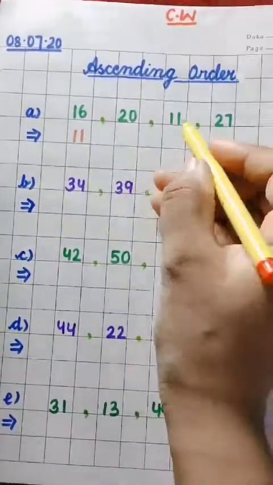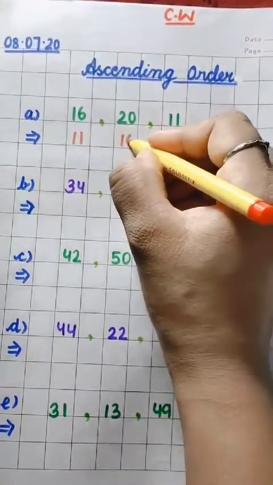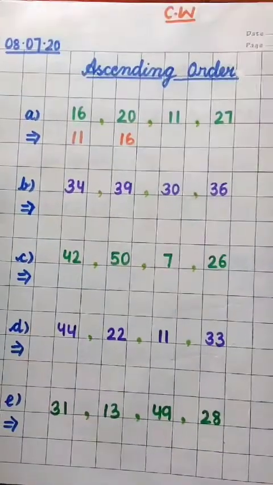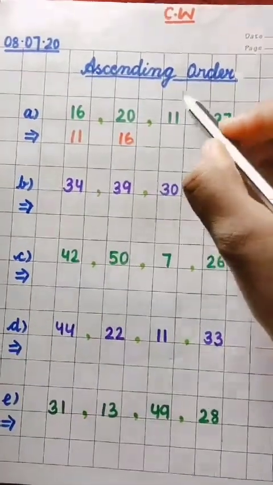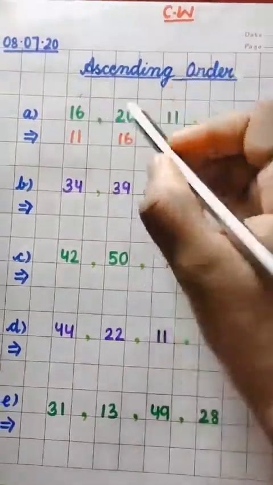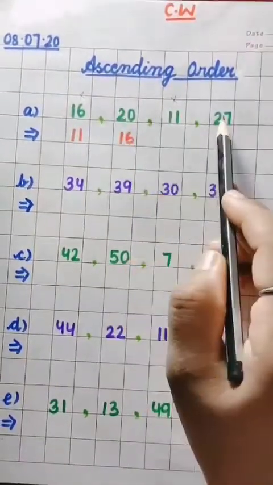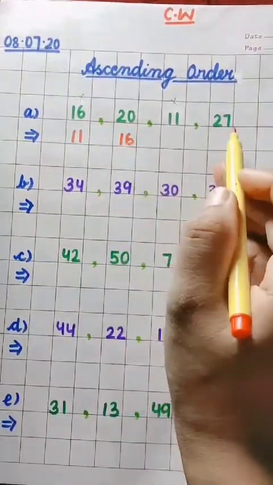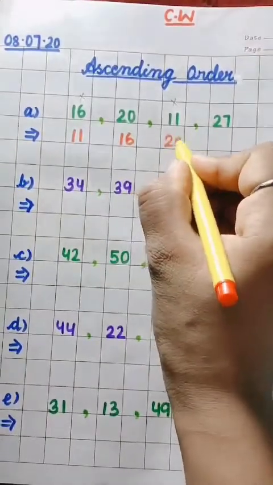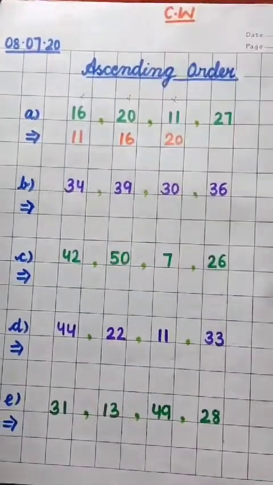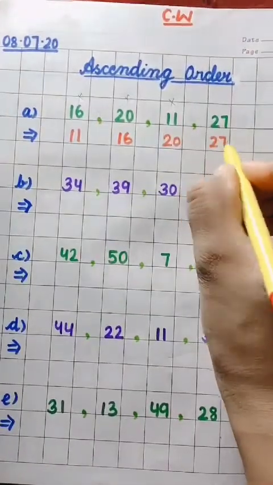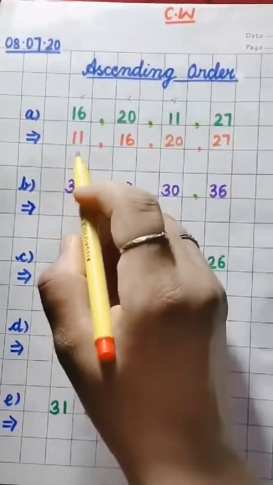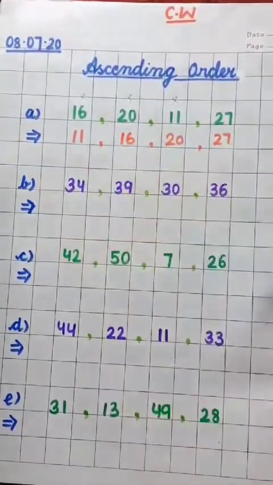Then we will write 16. And then we have two numbers now. Whichever number we have done, we will just cross. Okay, now we have two numbers, that is 20 and 27. Now who is the smallest, 20 or 27? 20. So we'll write 20 and we'll cancel this number. Next is 27. Now this is an ascending order. You can see 11, then 16, then 20, then 27.